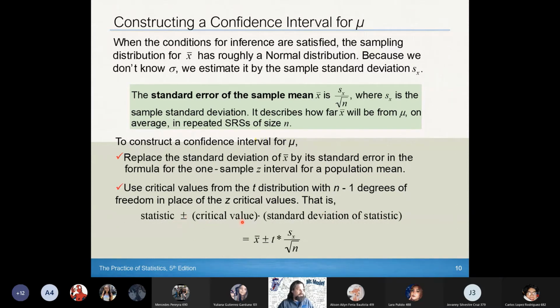That is, statistic plus or minus critical value times standard deviation of statistic. Same base formula that we use for proportions, right? Our statistic now is x bar, the critical value is t star, and the standard deviation is the standard error for a mean, which is S sub x divided by square root of n. For proportions it was p hat plus or minus z star times the square root of p hat times 1 minus p hat divided by n. So we're using a very similar methodology here to find our interval.